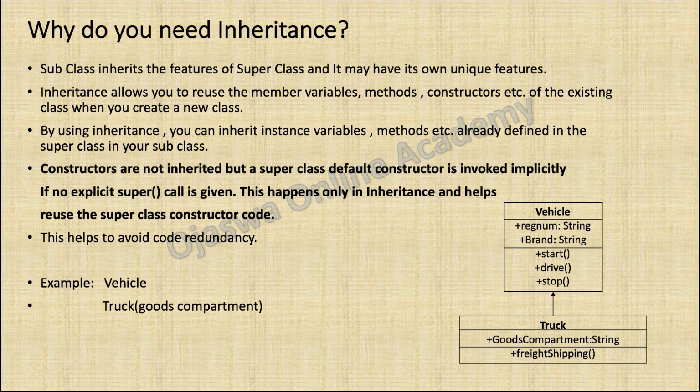Why do you need inheritance? You have a new class that includes the features of an existing class. This existing class is known as superclass and the new class is known as subclass. Inheritance allows you to reuse member variables, also known as instance variables, methods, constructors, etc. of the existing class when you create a new class. By using inheritance, you can inherit instance variables and methods already defined in the superclass in your subclass.